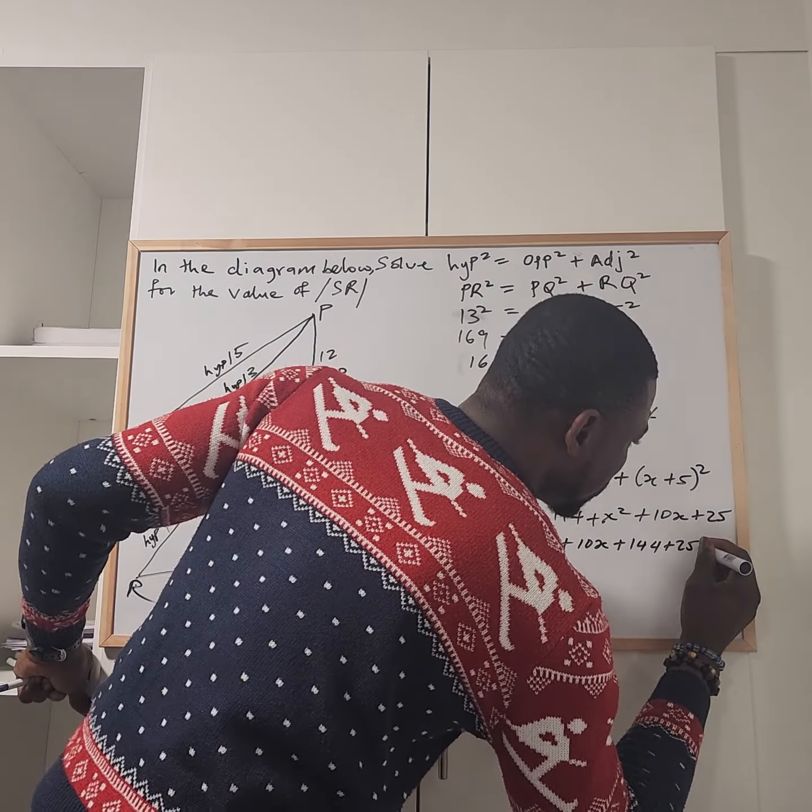Okay, mathematicians in the house, what's the answer here? 144 plus 25 will give us 169, right? 169 minus 225 will leave us with minus 56. So this becomes equals to 0.